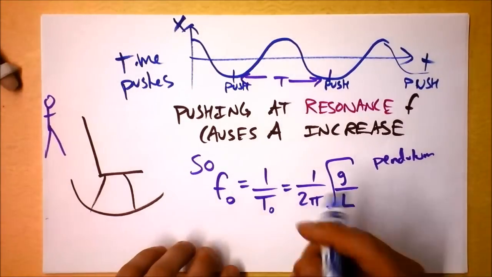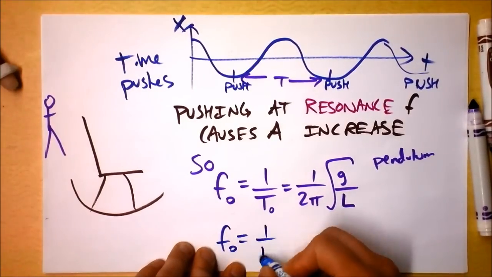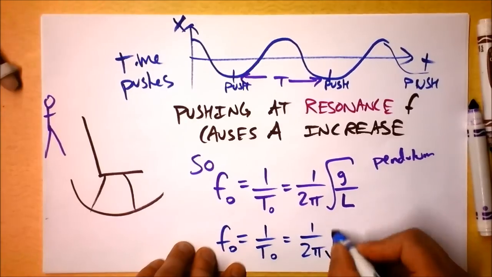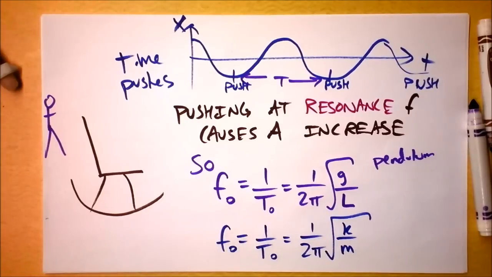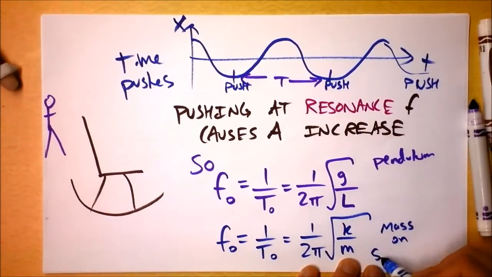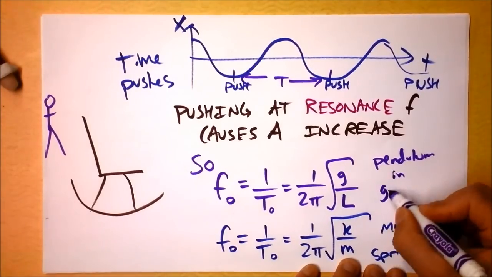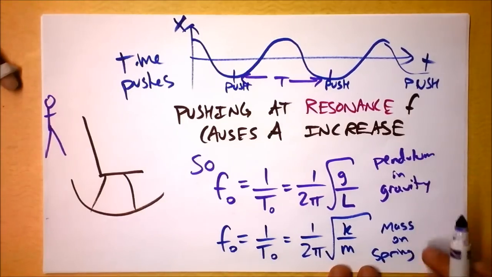Interesting. Now what if we've got a different system? What if we've got a mass on a spring? Then we're going to have a very similar sort of dependence here. That's 1/2π times the square root of k over m. This is the thing that's on your cardstock sheets. Let's see, we could call this a pendulum in gravity, to keep the same language going on here. Pendulum in gravity, mass on spring.